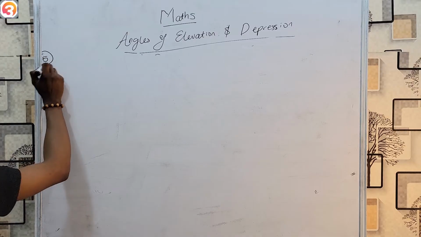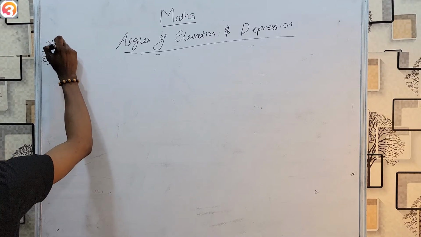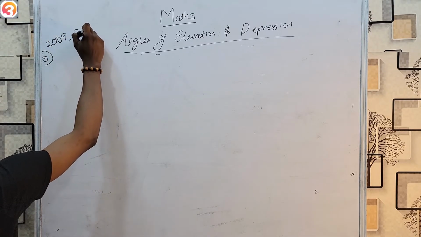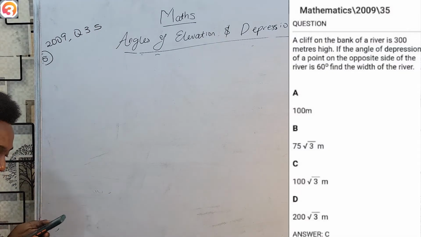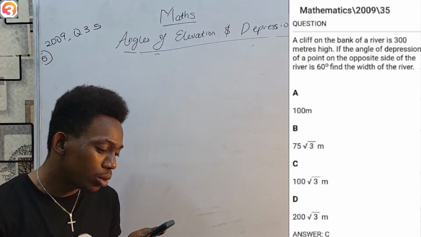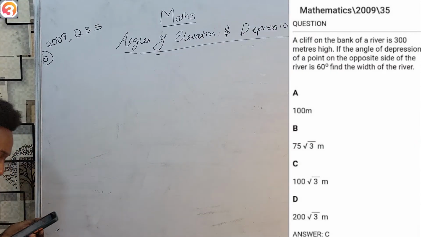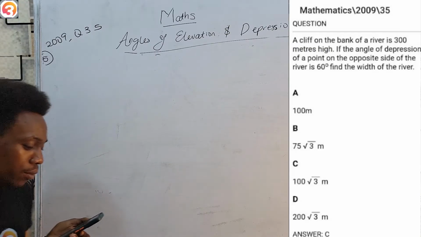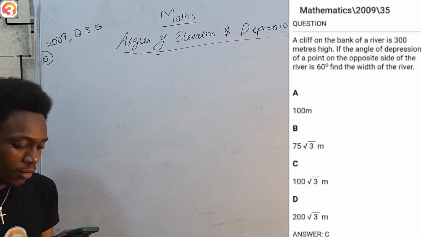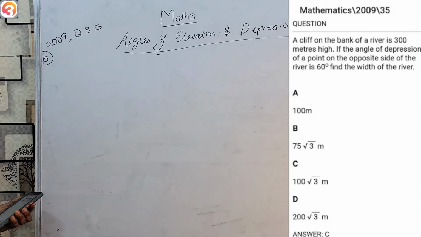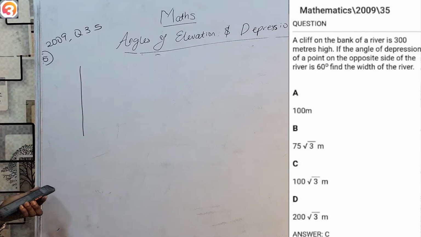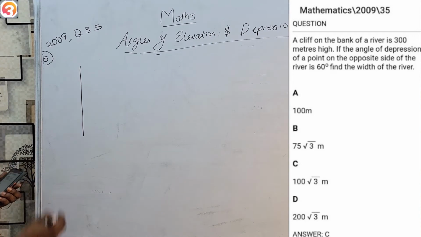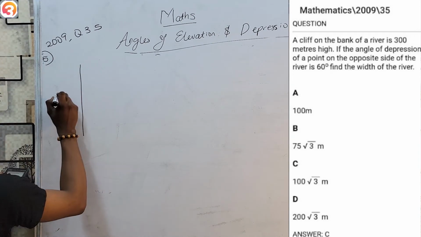Okay, now for our second to last question, number 5 right here. From the year 2009, question 35. A cliff on the bank of a river is 300 meters high. If the angle of depression of a point on the opposite side of the river is 50 degrees, find the width of the river. A cliff, let's draw the cliff here. This is my cliff. The cliff, a vertical protrusion, is 300 meters high.